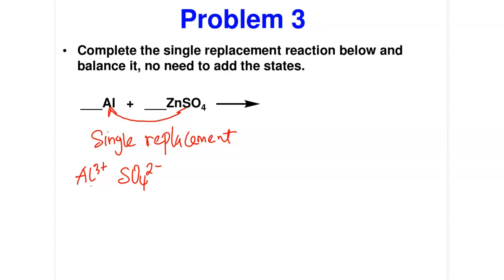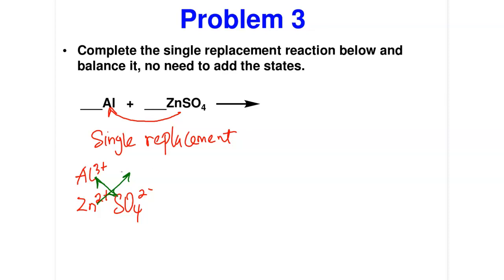So here we have aluminum and this guy. Okay, let me write it this way. I'm going to make it easy for you to assess. So in the first one, I have aluminum 3 plus. Here you break it down to zinc 2 plus and sulfate 2 minus. They're going to swap their partners. Let me use a color. So this guy will come and connect with this guy. This guy has nobody. Therefore, he's going to be alone as an atom. That is a single replacement reaction.